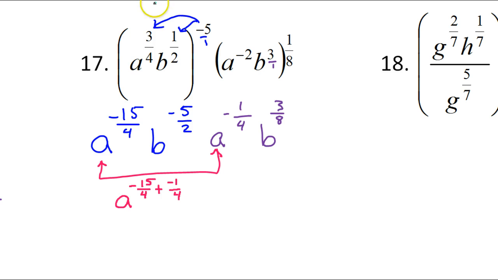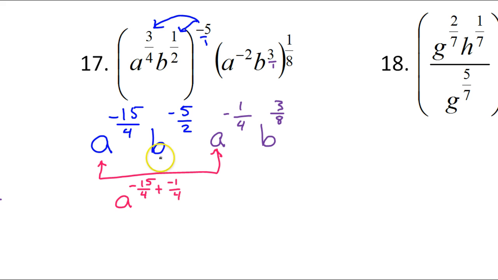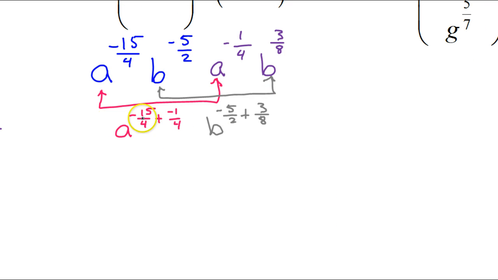When I put the b's together, it's the same type of thing. So when I put these b's together right here, then I'm doing b to the, and I'm adding these exponents. So I'm doing -5 over 2 plus 3 over 8. So that's what's happening. So I just need to do this addition.